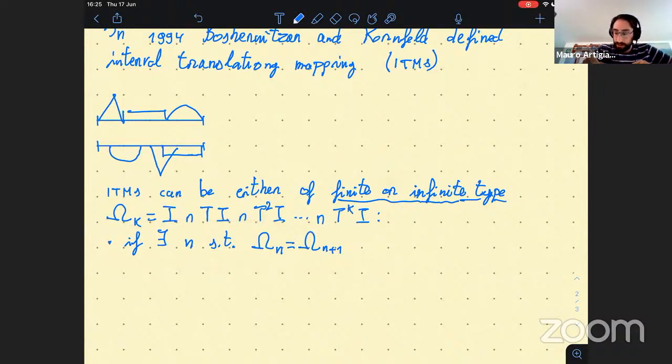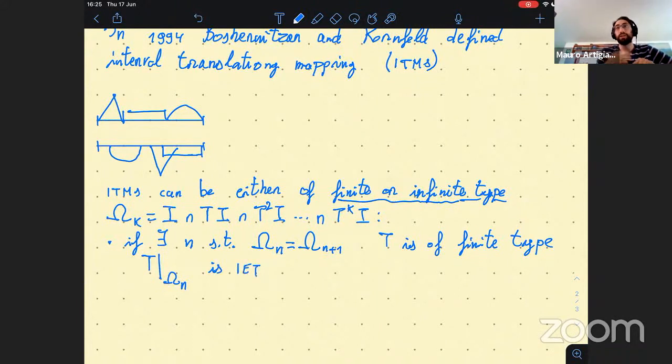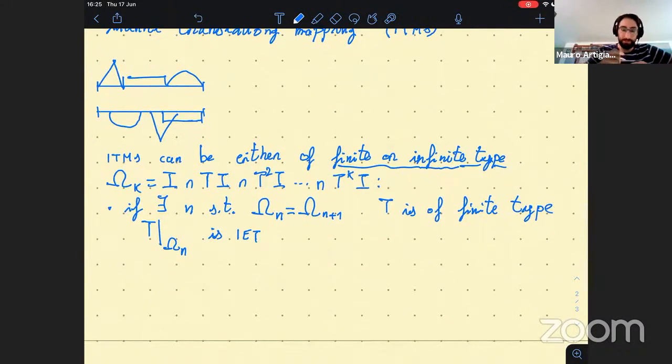So in this case, T is of finite type. And moreover, if I look at the induced transformation of the original ITM on this attractor when it stabilizes, this is an IT on some number of intervals, which, I don't think there is a closed formula for, but you can sit down and try to compute it in your favorite example.